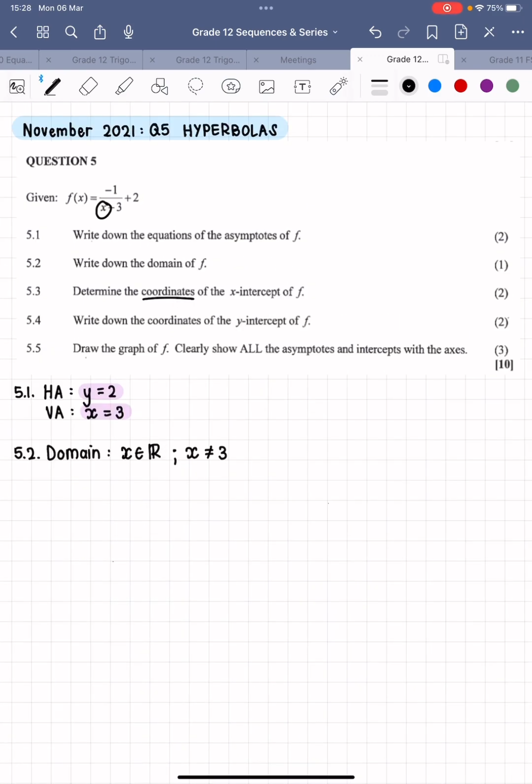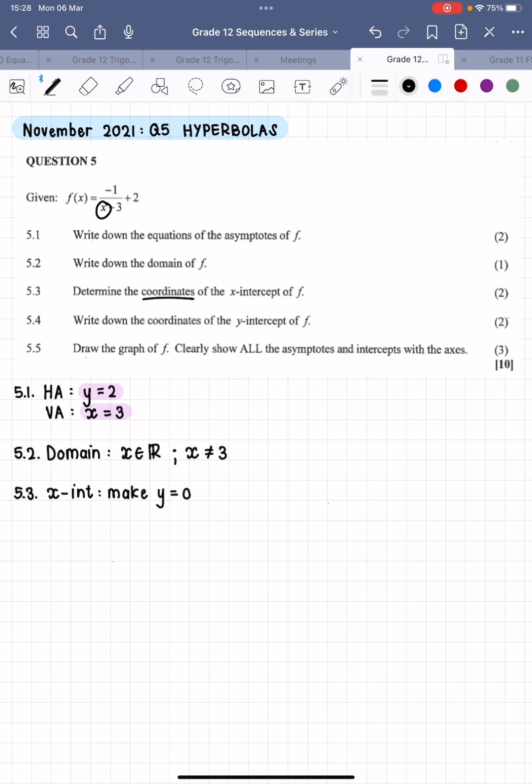For question 5.3, they are now asking us to find the coordinates of the x-intercept of f. Now I've underlined the word coordinates. We need to remember we can't just leave our answer as x equals a value. We have to have an x value and a y value. Those are coordinates. So for the x-intercept of any graph, it doesn't matter what type of graph it is, you can always calculate that by making y equal to 0.